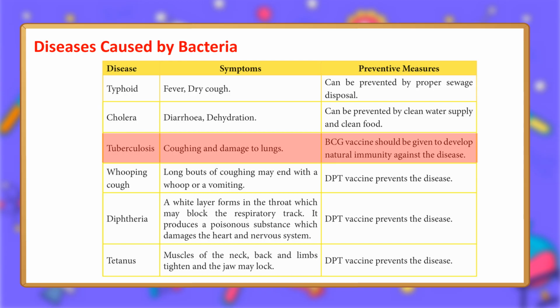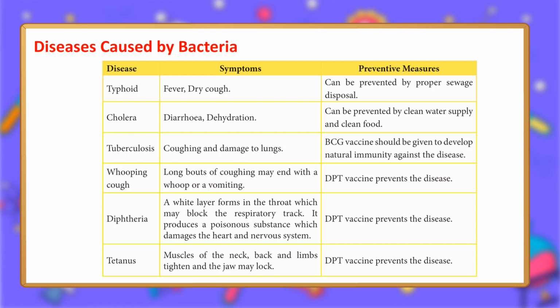Tuberculosis: coughing and damage to lungs. BCG vaccine should be given to develop natural immunity against the disease. Whooping cough: long bouts of coughing may end with a whoop or a vomiting. DPT vaccine prevents the disease.